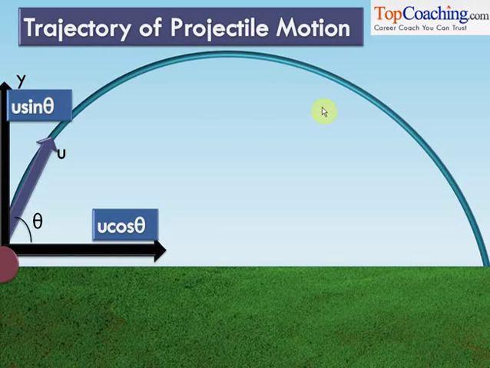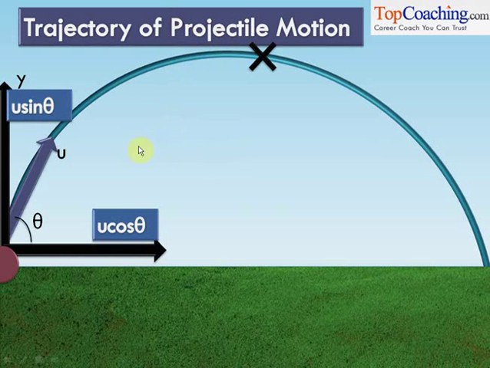Another fascinating term associated with projectile motion is the trajectory of projectile motion. If you remember, in the last chapter we had learnt that the term trajectory basically refers to the relationship between the y coordinate and the x coordinate of a particle moving in 2 dimensions. A projectile is a particle moving in 2 dimensions. What is the relationship between the y coordinate and the x coordinate of a projectile?